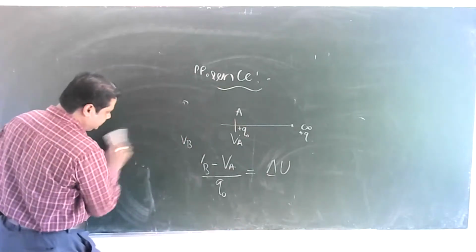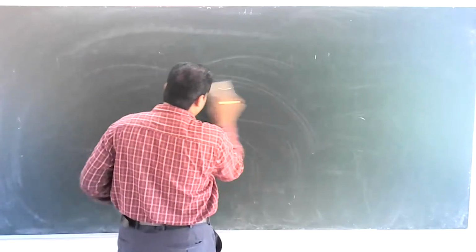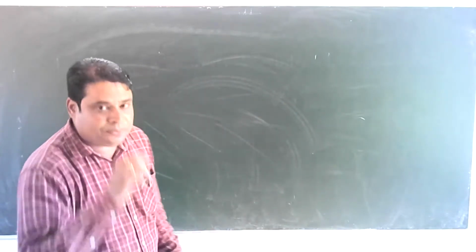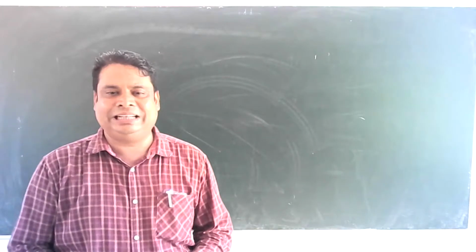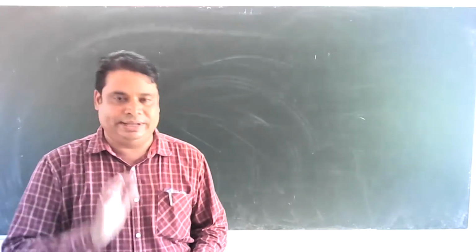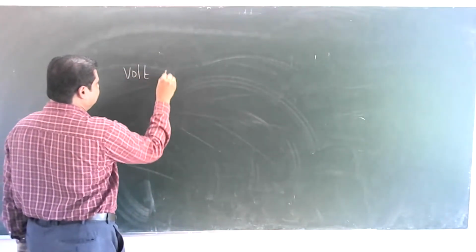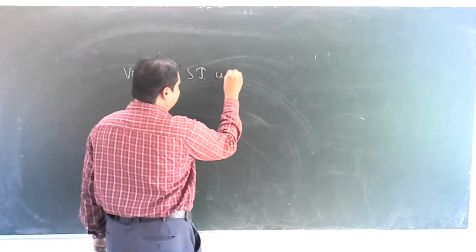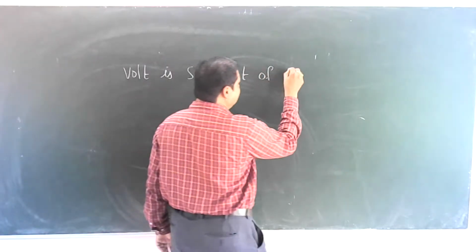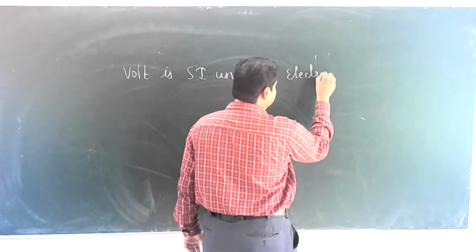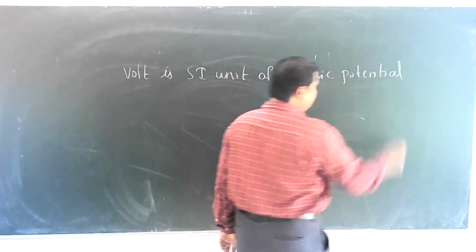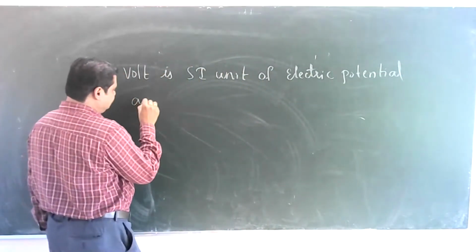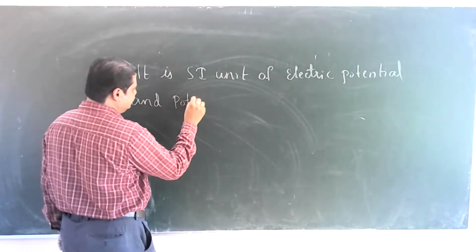One step further, what is the SI unit of electric potential and electric potential difference? ಎರಡರದು ಏನು? ವೋಲ್ಟ್ ಅಂತ. Volt is the SI unit of electric potential and potential difference.